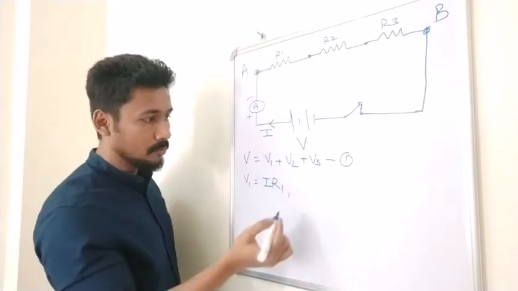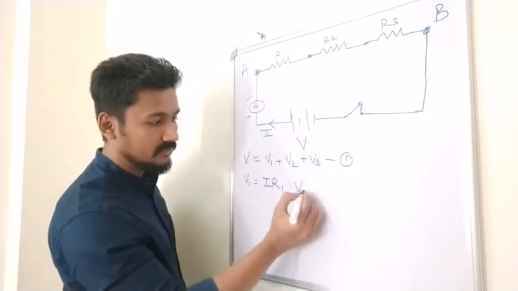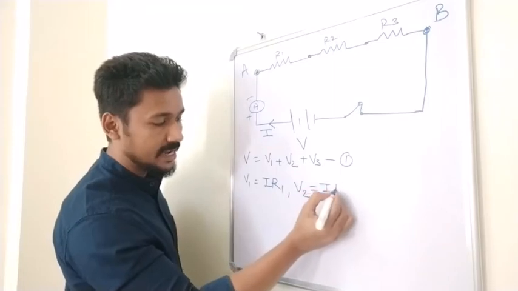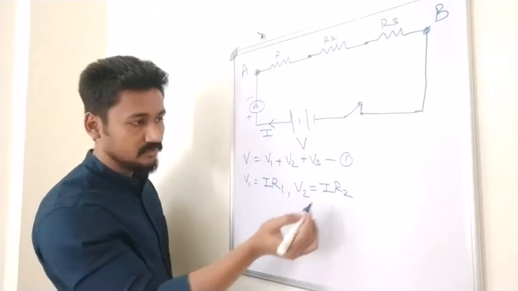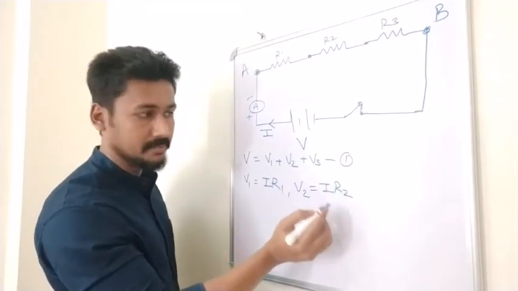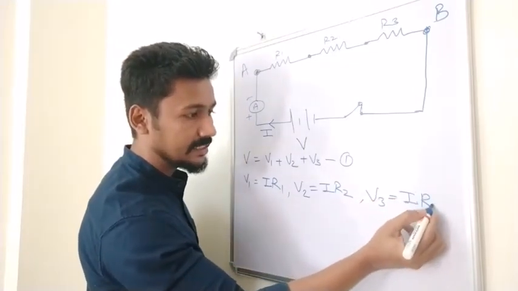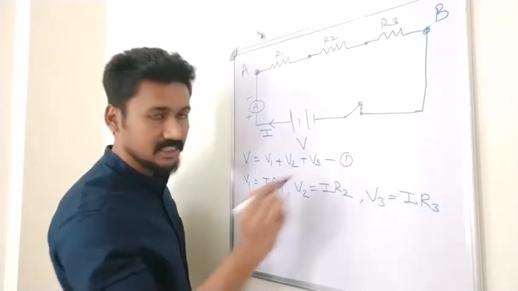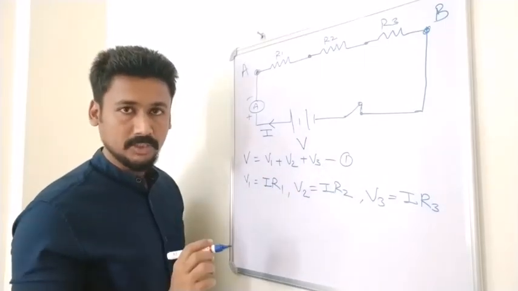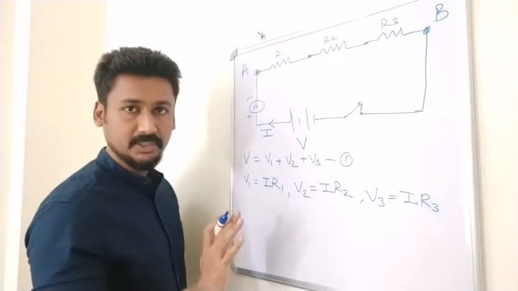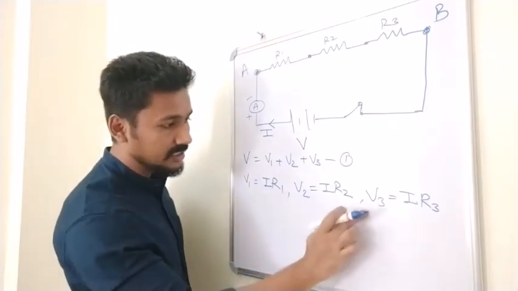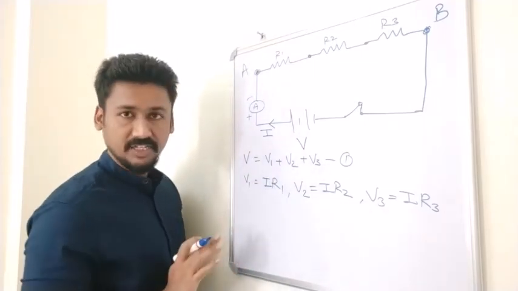Similarly, by using Ohm's law, we can say for R2, V2 will be equal to I R2. Once again, you will see I, we have not given any subscript, and V3 will be equal to I R3. These three equations we have got by using the Ohm's law. Right? I think that is understood. Then we can use all these three equations in our first equation.